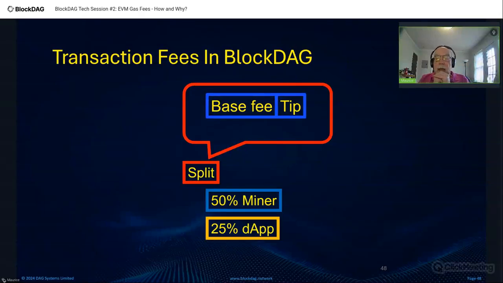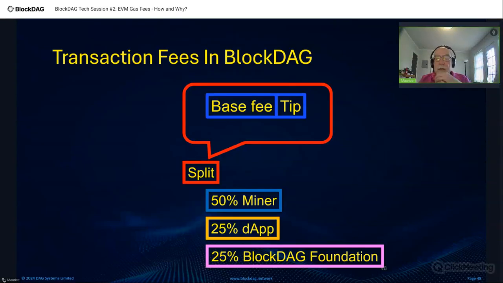25% goes to the DApp. That is the agent who controls the smart contract that you're running. We do this because we think it's important for DApp makers to be incentivized to write and run high-quality dApps. So this is a way of taking the profits that would have gone elsewhere and using it to encourage the development of a rich ecosystem.